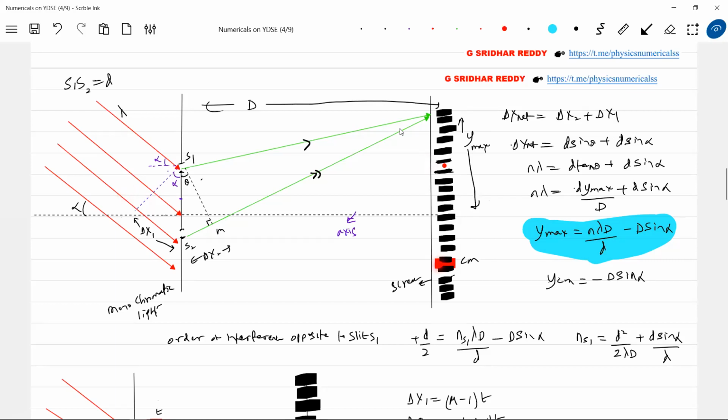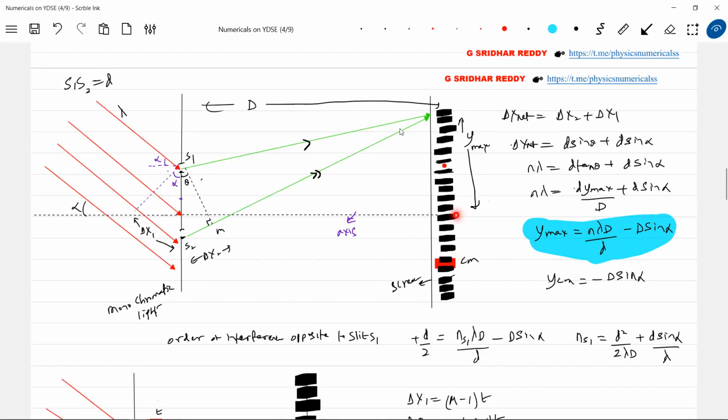Now what should we do? The central maxima should be shifted up. It should be brought exactly opposite to slit S1. Getting the idea? I think this is a background we needed. So I should shift the pattern up, no?